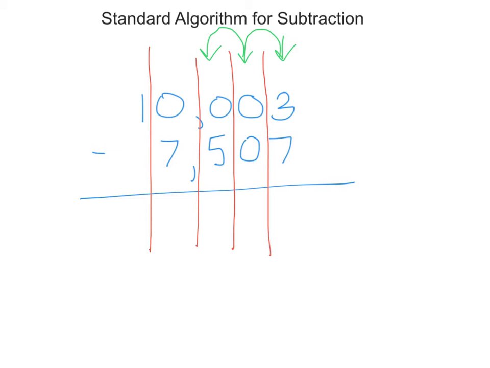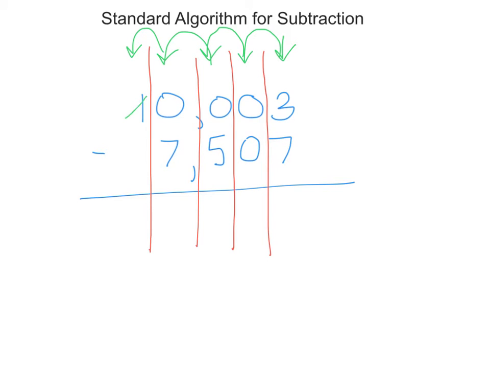Here I come across the same problem. There's nothing to borrow because I don't have any hundreds yet. I'm going to jump into the thousands column. Again, there's nothing to borrow because it's a 0 in that position. But finally, when I jump into the 10,000s column, I can, because there's a 1 there.